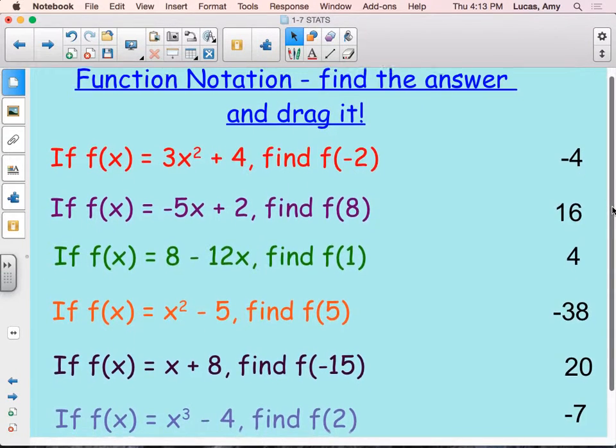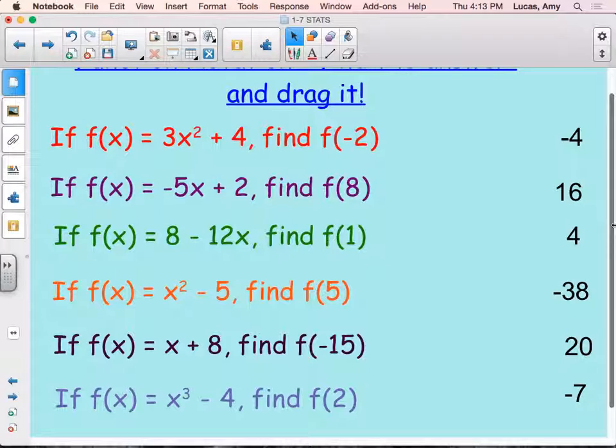Now we have a click and drag. So look for the correct answer, plug it in, solve it, find the correct answer, and drag it over. So if I substitute negative 2, in the first one, negative 2 squared is 4, times 3 is 12, plus 4 is 16. The next one, substitute 8. Negative 5 times 8 is negative 40. Negative 40 plus 2, negative 38. Substitute 1. 1 times 12 is 12. 8 minus 12 is negative 4.